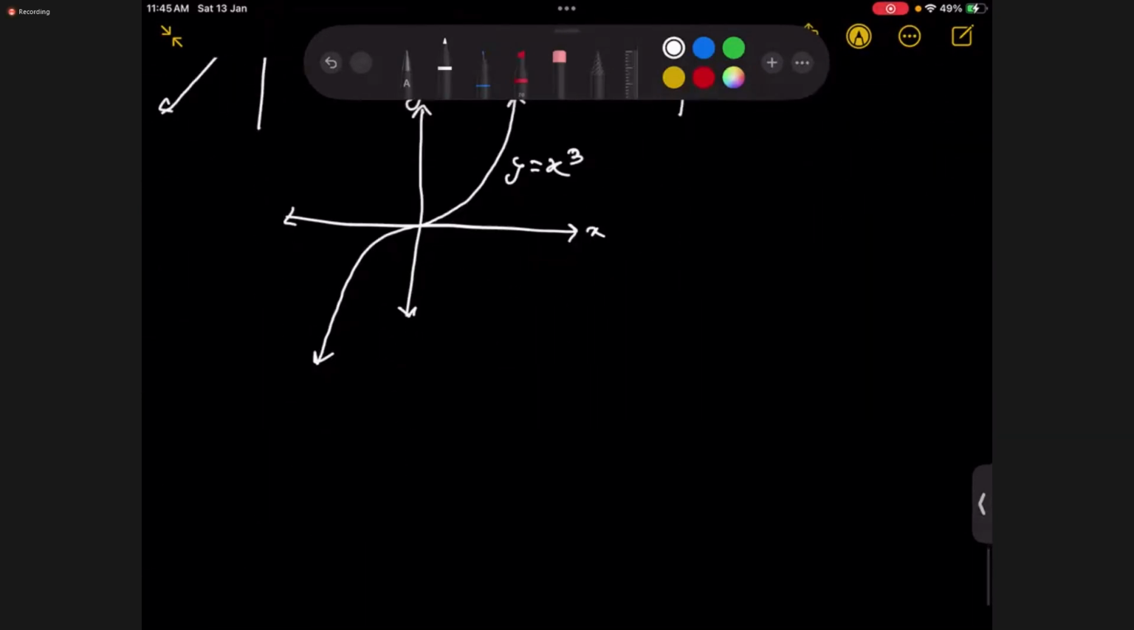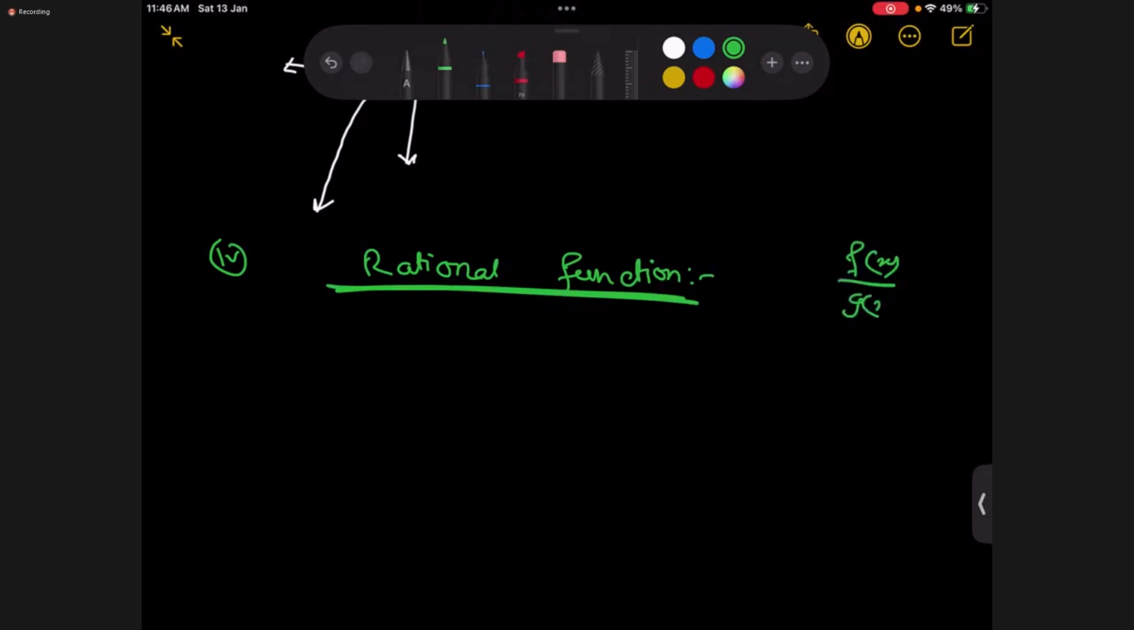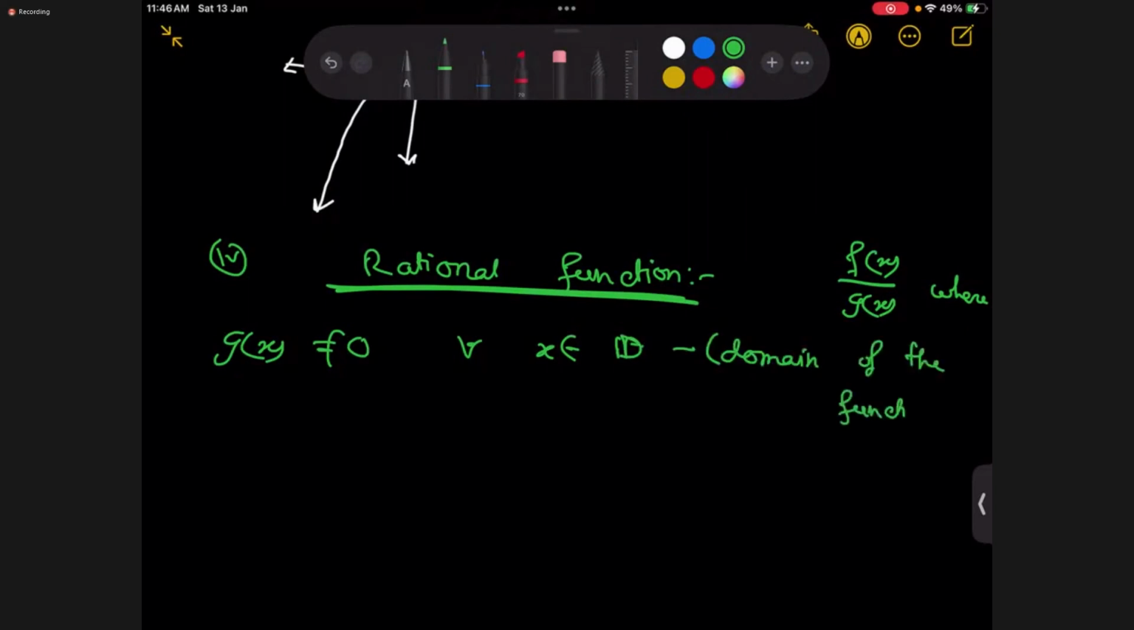And next one is rational functions. So a rational function is a function of the form f(x) by g(x), where the function g(x) is not equal to 0 for all x of the set D, where D stands for the domain of the function. Okay, the rational function is of this form.